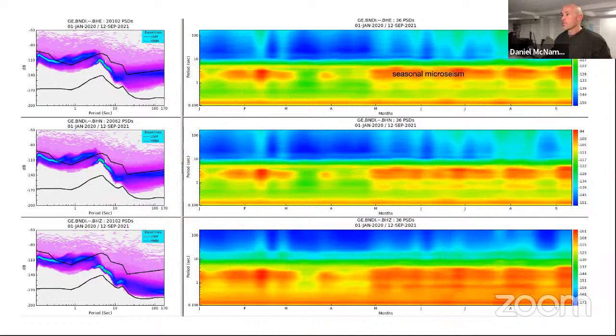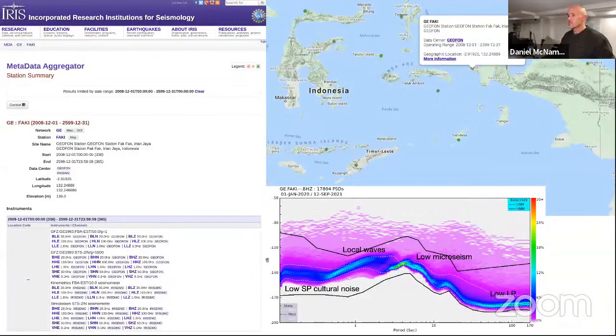Okay. And then not much variation from month to month in the seasonal, but a little bit in the long periods too. You can see that. So there's some seasonal variation at 100 seconds period from month to month, which is pretty interesting as well. Okay, and this is one of our last stations. I think there's 2 more left.